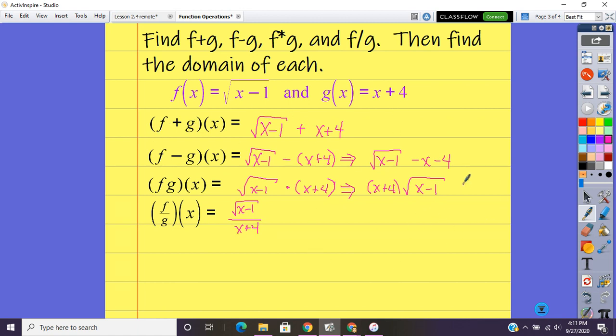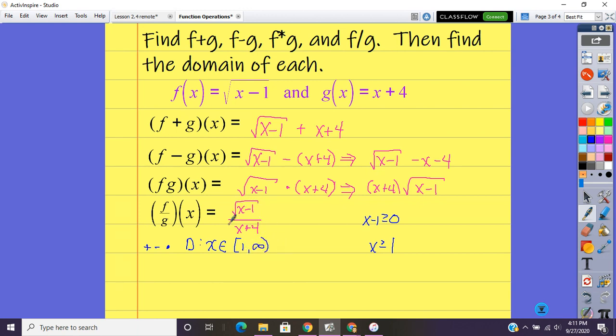So let's talk about the first three here. The only thing that's in those is the root. And if you remember when we were talking about domain rules and your roots, you set what is inside the root greater than or equal to 0. That means x has to be greater than or equal to 1. So addition, subtraction, and multiplication all have a domain that says x is an element of, and we start at 1 and go to infinity.